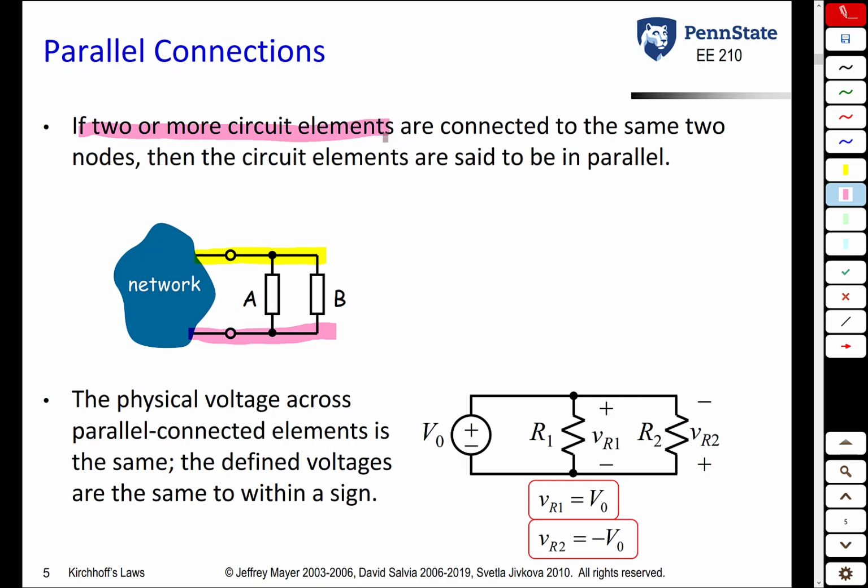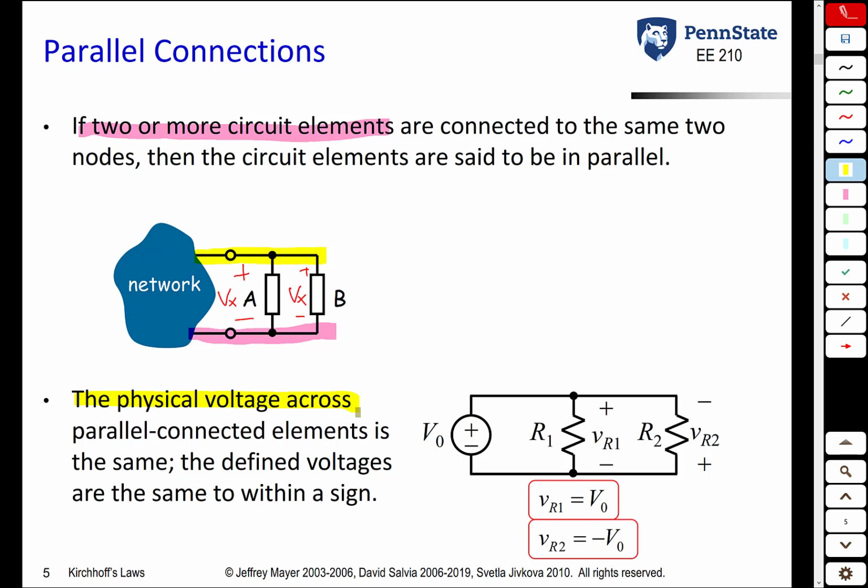When elements were in series, they shared the same physical current. When elements are in parallel, they share the same physical voltage. So whatever voltage is across element A is also going to be across element B. So they have the same physical voltage. What we mean by that is if there is 5 volts across one, there are 5 volts across the other. But just like with currents, you do need to take a sign into consideration when you're looking at variables.